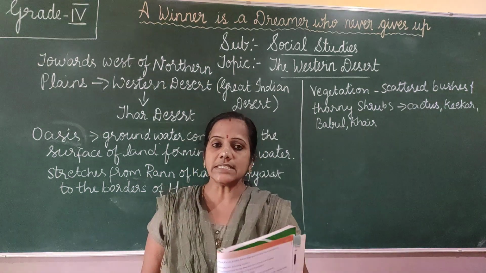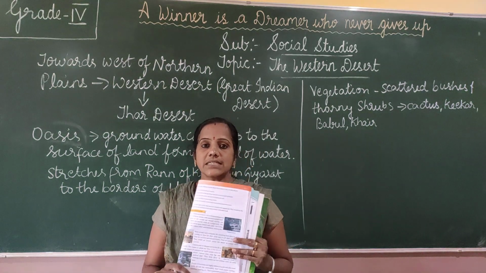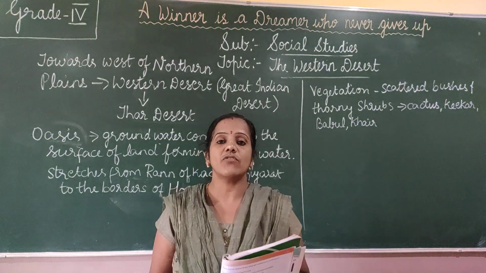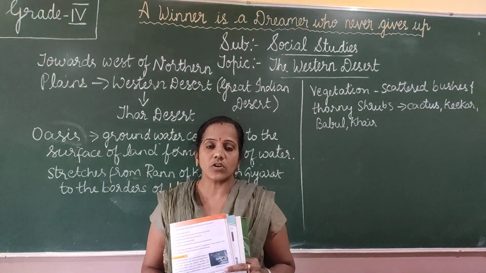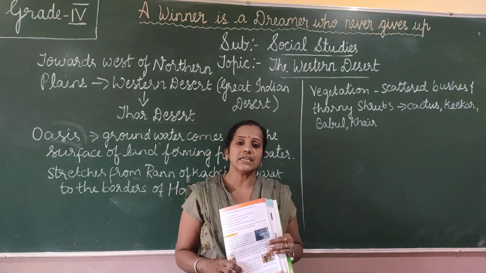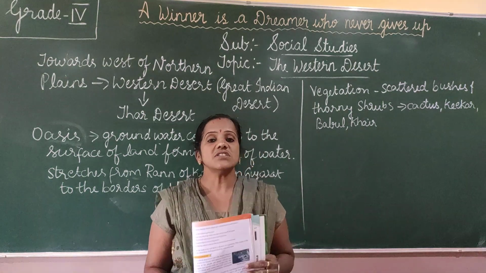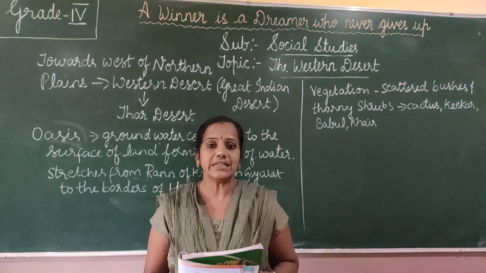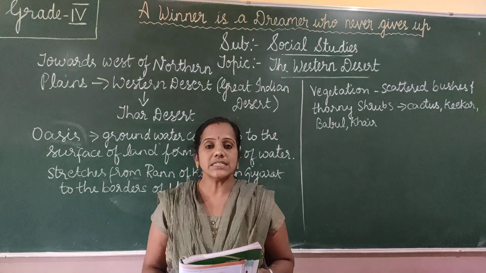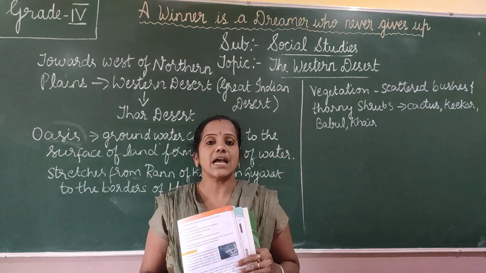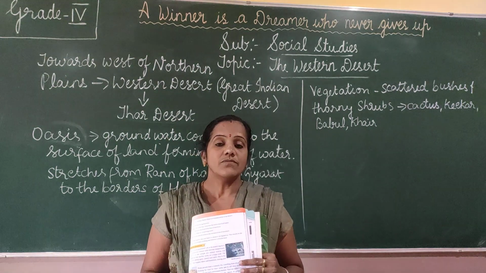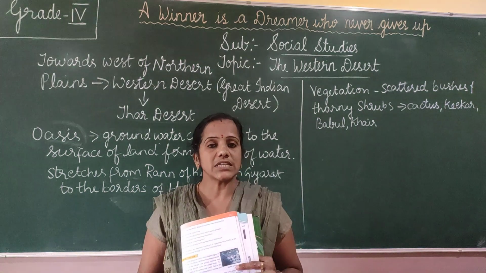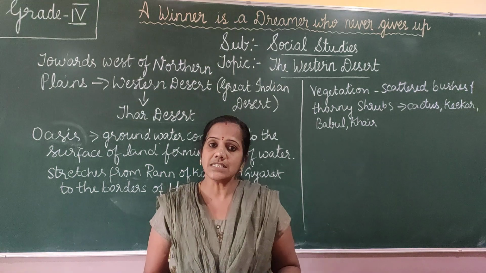In the desert area the land is infertile because there is no rainfall, or only little rainfall. This desert region hardly receives 25 centimeters of rainfall annually. This desert region is a dry area. It is barren land throughout the year. Sometimes there is no rainfall at all, or it receives only little rainfall.